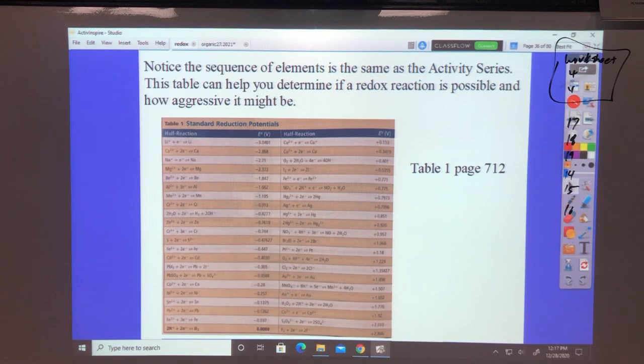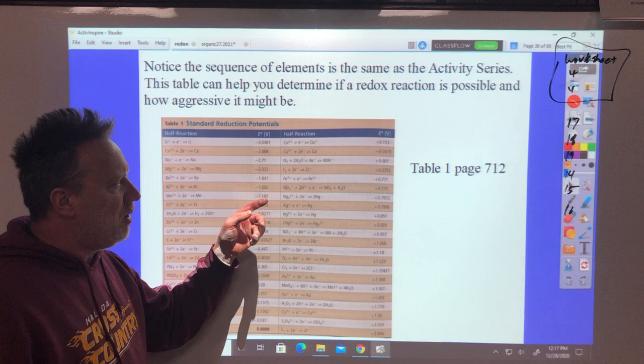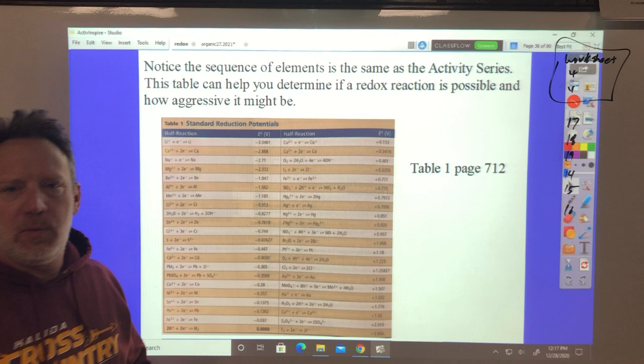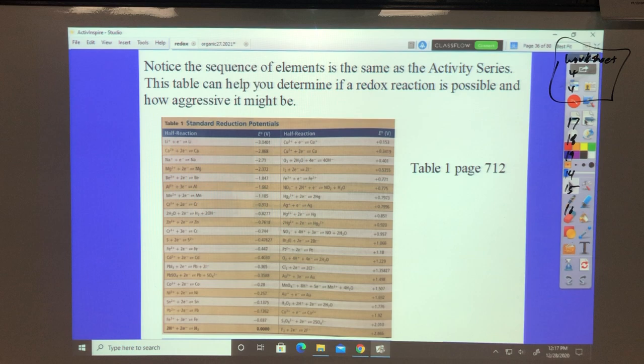Okay, on this, I was talking about this table of standard reduction potentials. You can use these numbers to make numerical predictions of what's going to happen. We're just not going to do that. That's one of the many things we're going to skip, but you might run into that someday.